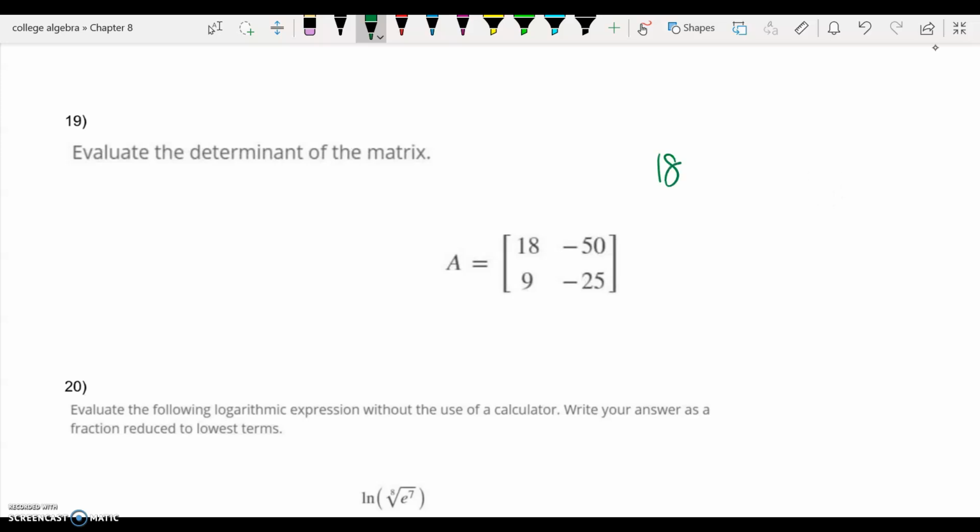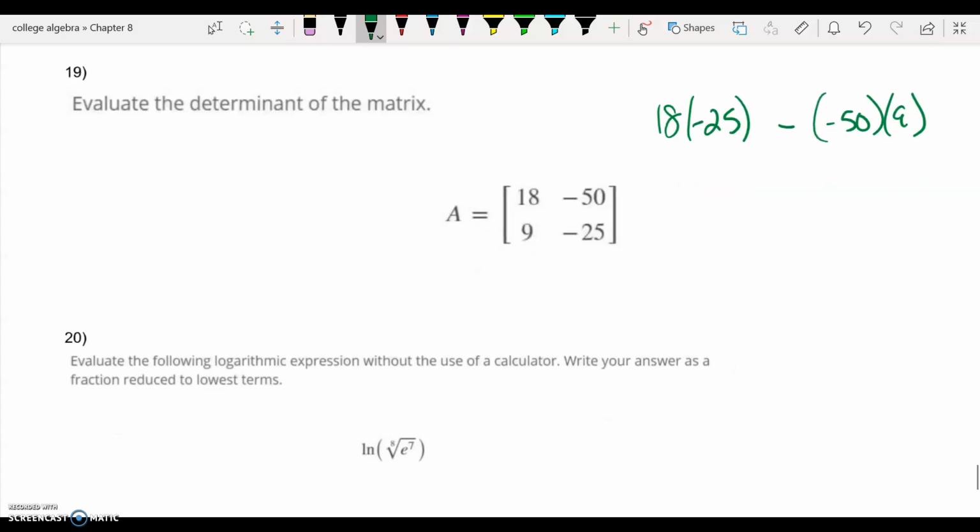Determinant, 18 times negative 25 minus negative 50 times 9. So whatever that is. I don't have a calculator, so I can't really do it.